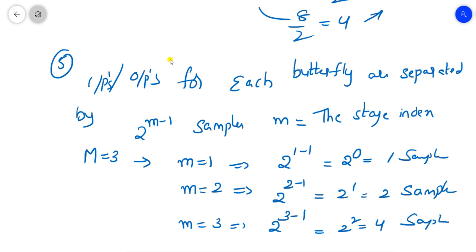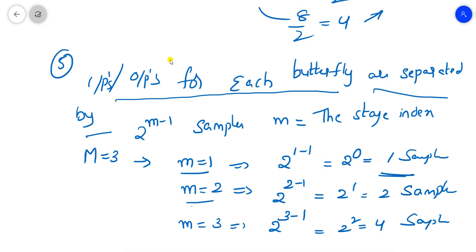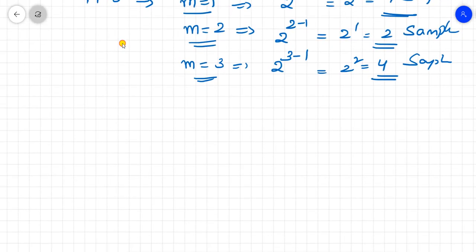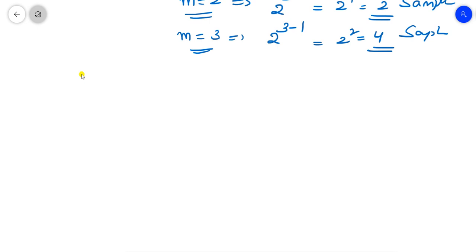That means the inputs and outputs for each butterfly are separated by one sample only when stage index is 1. If the stage index is 2, it is separated by two samples only. If stage index is 3, it is separated by four samples only. That is the meaning of step 5. So here the inputs and outputs of each butterfly are separated like this. Okay, now we will see step 6.